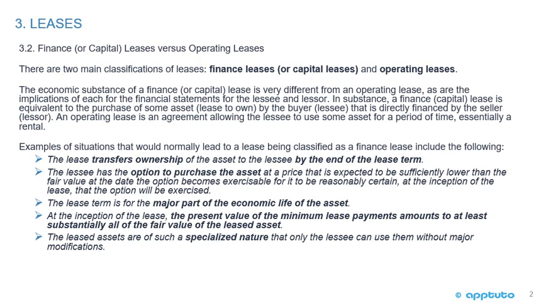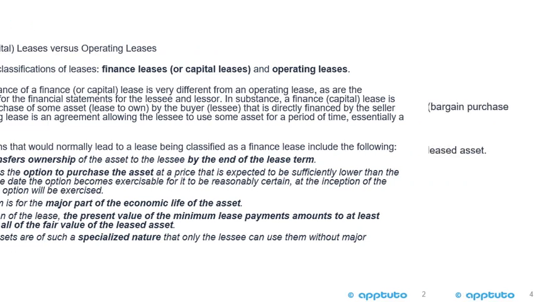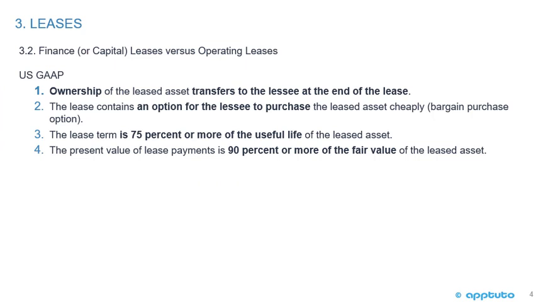3. The lease term is for the major part of the economic life of the asset. 4. At the inception of the lease, the present value of the minimum lease payments amounts to at least substantially all of the fair value of the leased asset. And finally, 5. the leased assets are of such a specialized nature that only the lessee can use them without major modification. So looking at finance or capital leases versus operating leases under U.S.